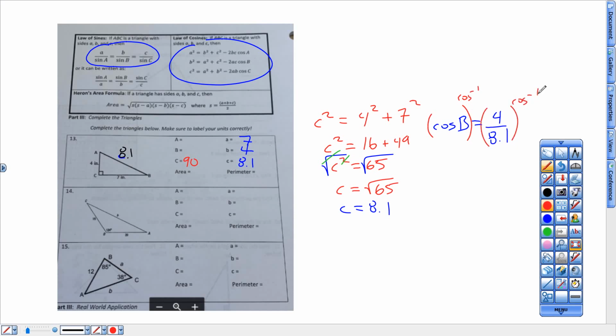Now I'll give you angle B. So inverse cosine 4 divided by 8.1 should give you about 60 degrees. About 60.